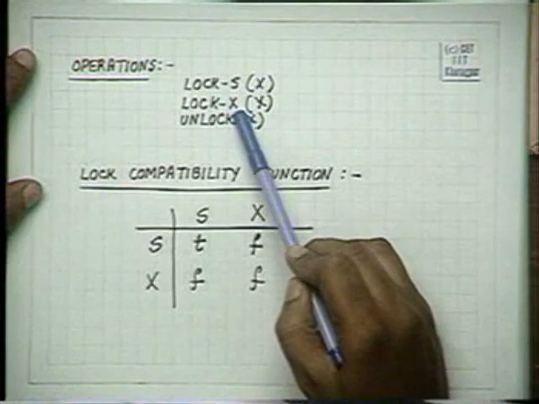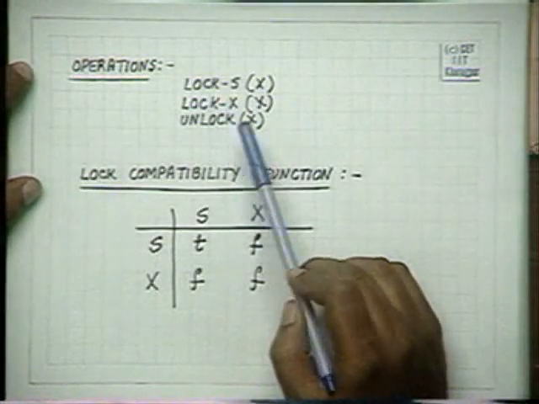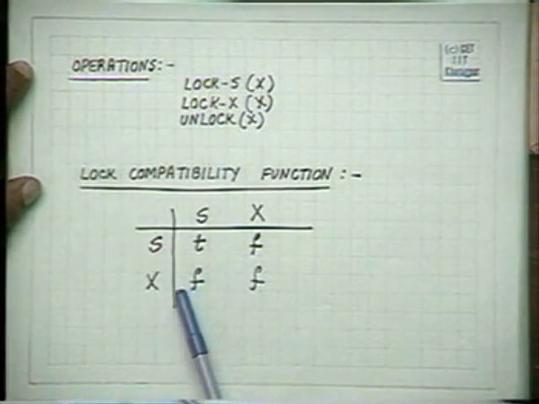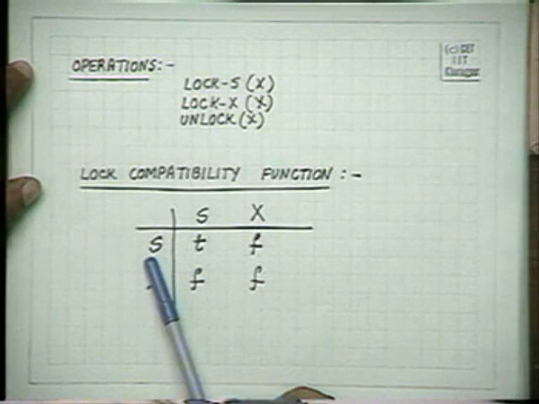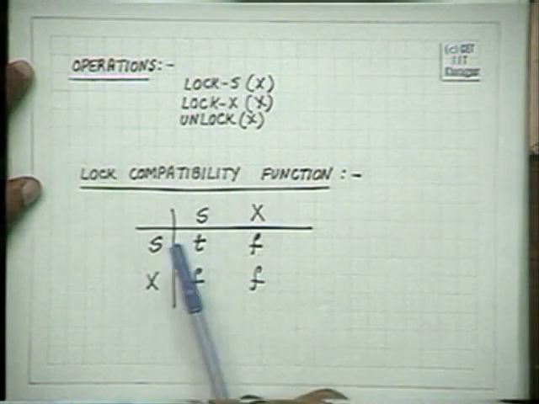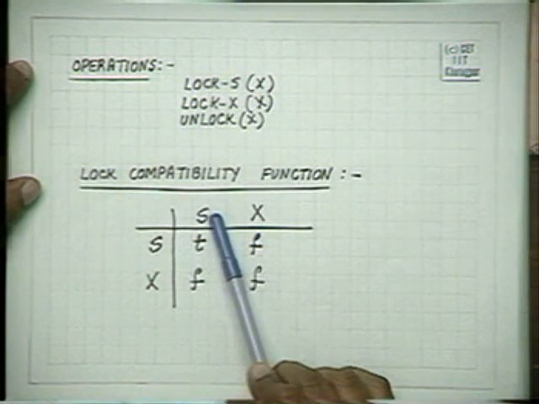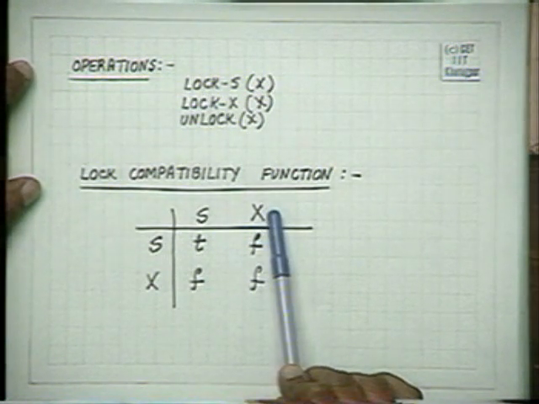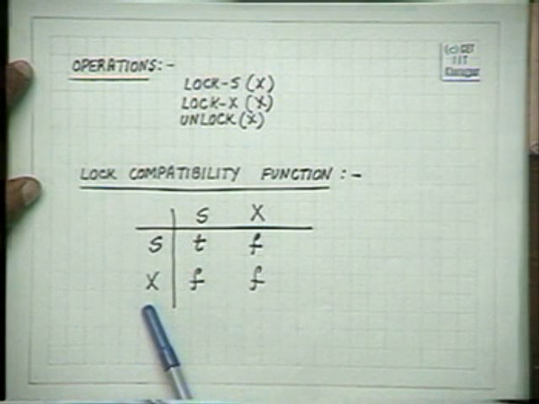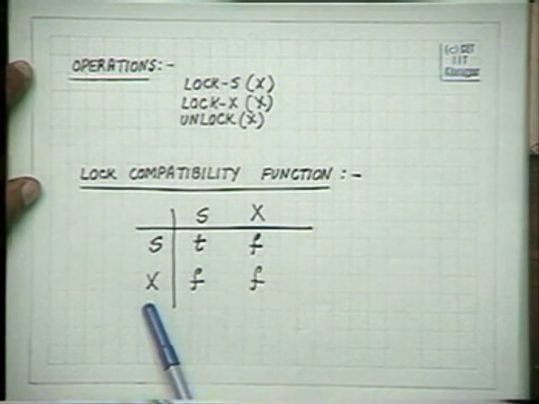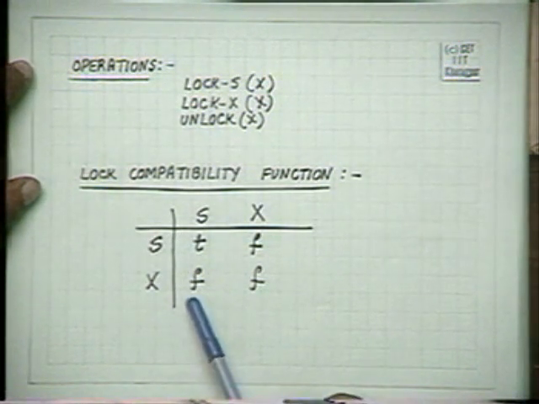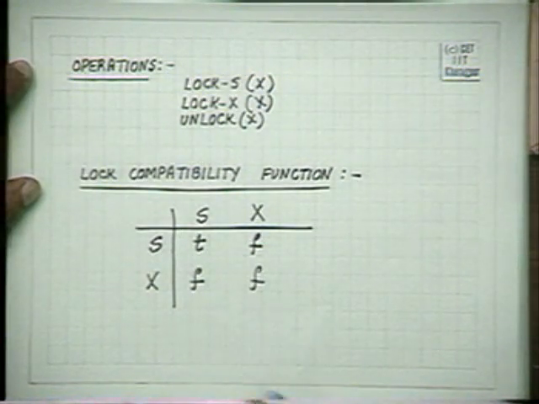The operations provided by the system are lock S, lock X, and unlock. The compatibility function is that if a transaction has locked a data item in shared mode, then another transaction can lock the same data item in shared mode, but not in exclusive mode. And if a data item has been locked in exclusive mode by a transaction, then no other transaction can lock it either in shared mode or exclusive mode.